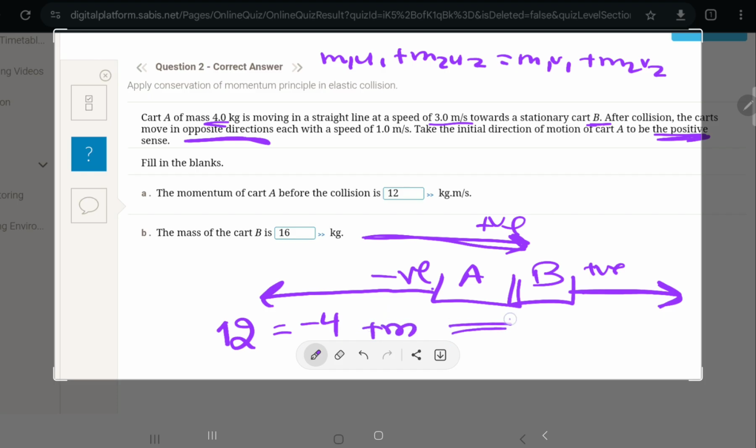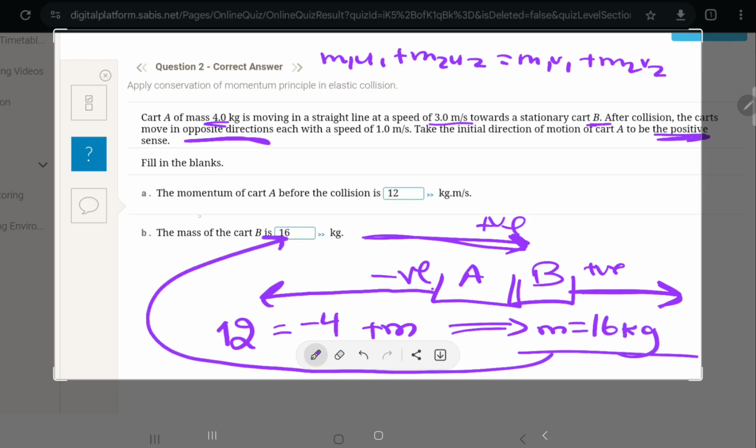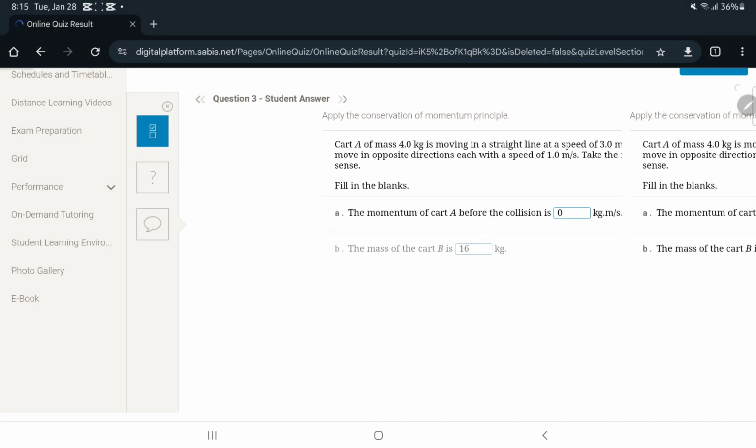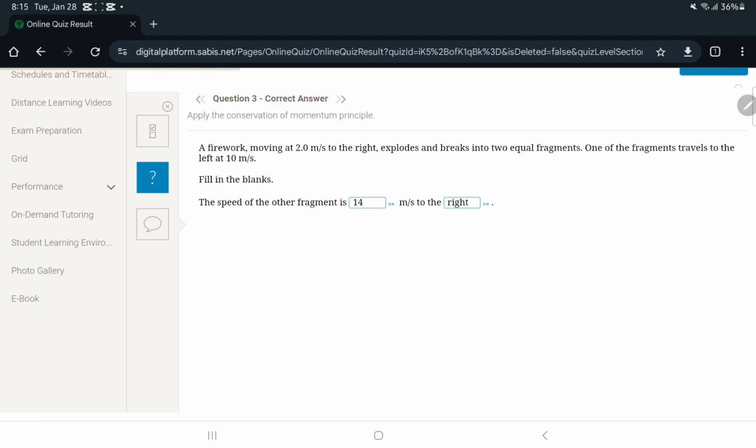And then if we take it to the other side, we get m is equal to 16 kilograms, and this is what we get. And they want the momentum of cart A before collision, which we got was 12. We can even do P is equal to m delta V. M is 4 and delta V is 3. So 4 times 3 is equal to 12. Next question.